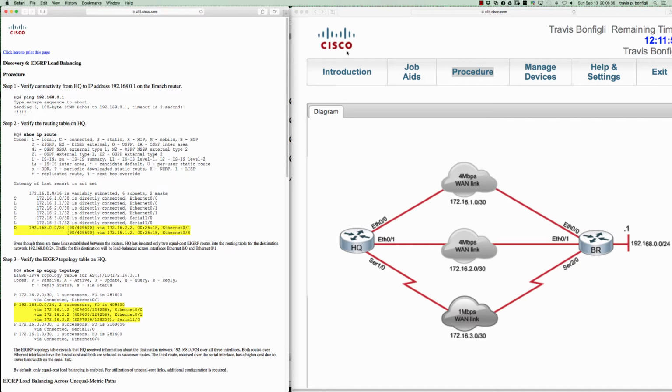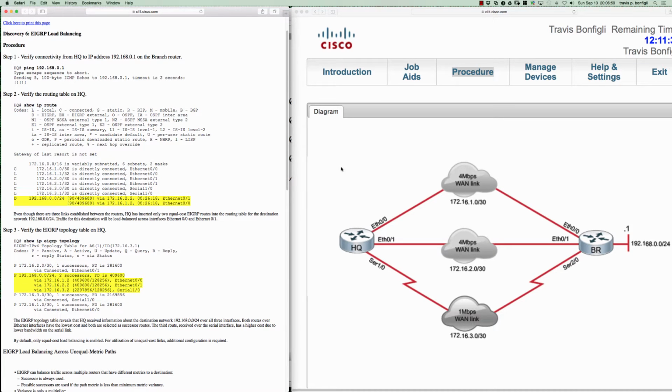This is the CCMP route course, and this evening's video tutorial is going to be on Discovery Activity 6, where we're going to be taking a look at EIGRP load balancing. So we know by default that EIGRP can do ECMP, or Equal Cost Multi-Pathing, and we're going to take a look in this activity at how to do load balancing across unequal metric paths. So let's go ahead and jump in here.